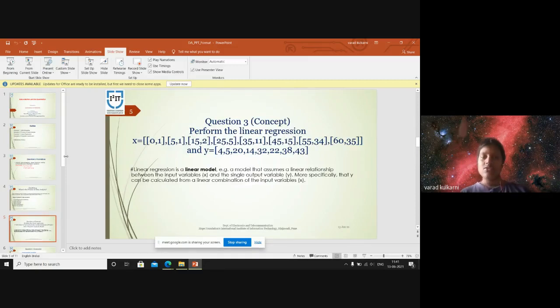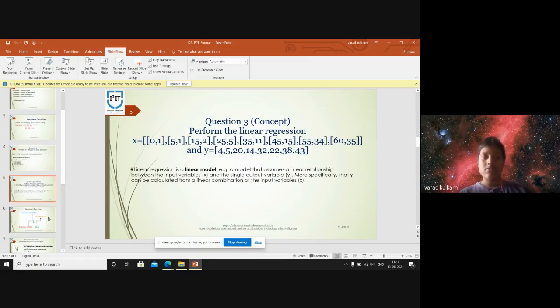Linear regression. So, linear regression is a concept where there is an independent variable and a dependent variable which are plotted on the x-axis and y-axis respectively. Linear regression is a linear model, that is a model that assumes a linear relationship between the input variables and the single output variable, which contains one dependent variable and one independent variable.